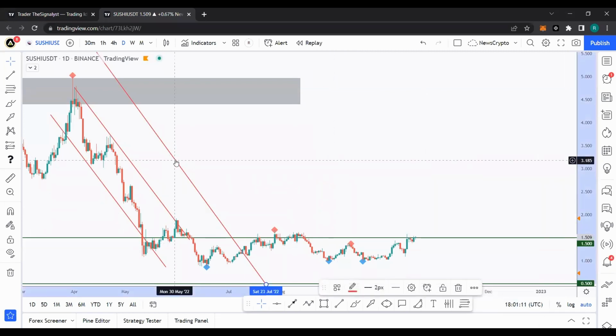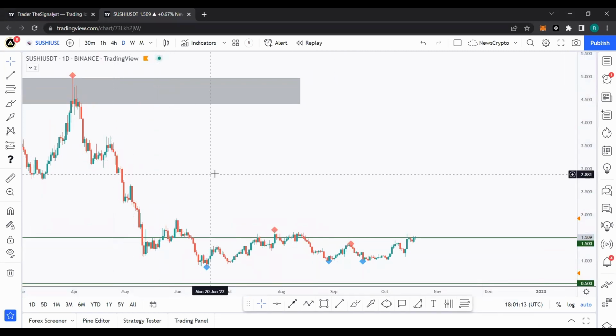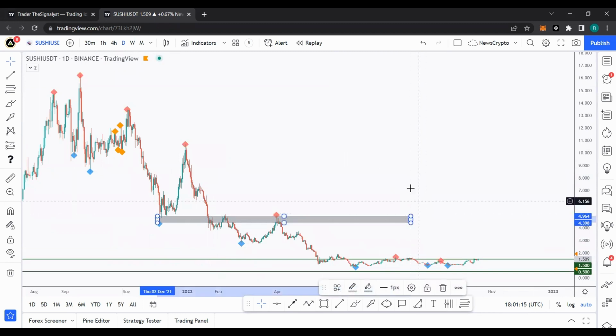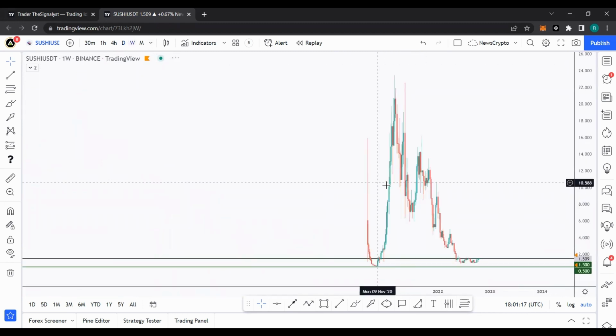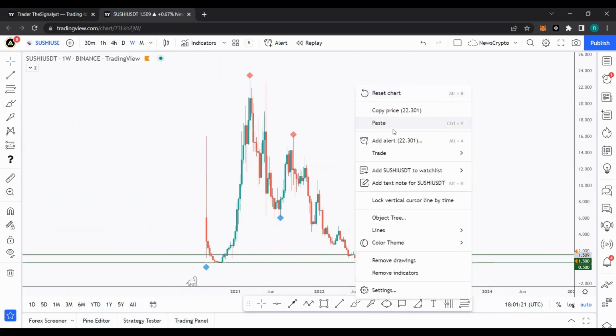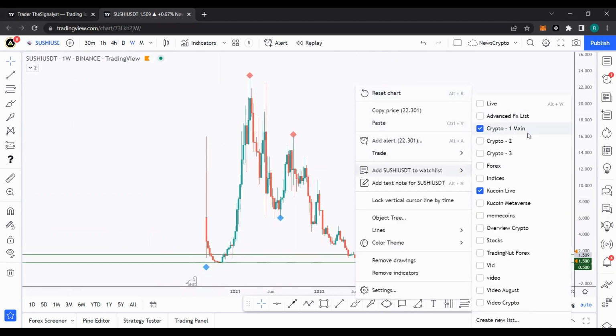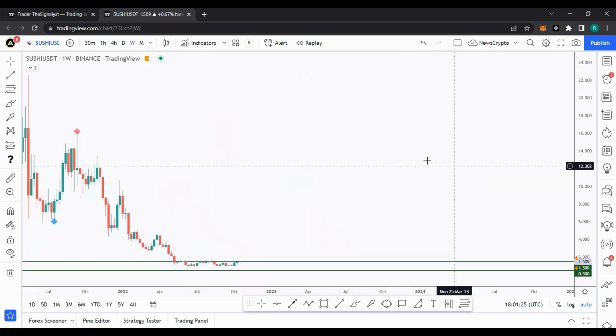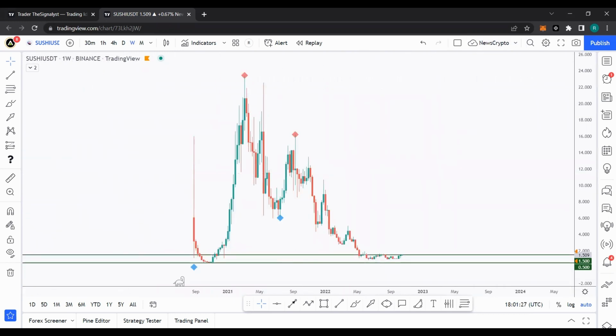Okay, these ones are old. Let's read it. Okay, this is also old. Let's read it. Okay, good. And you have it where this one? Okay, on crypto one main. Okay, good. Yeah, this is the Sushi demand zone.